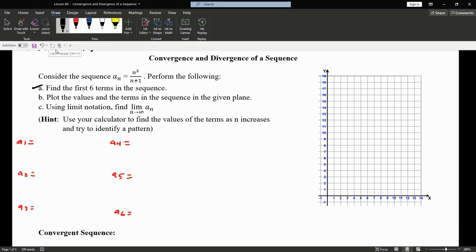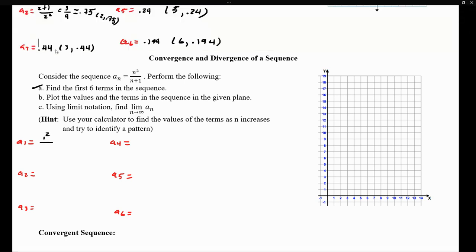And again, to find the first term, all we have to do is plug in n equals 1. So we're going to get 1 squared over 1 plus 1, which is 1 over 2, which is exactly 0.5. Now for the second term, let's plug in 2. So we're going to get 2 squared over 2 plus 1. So that is 4 over 3, which is approximately 1.33.